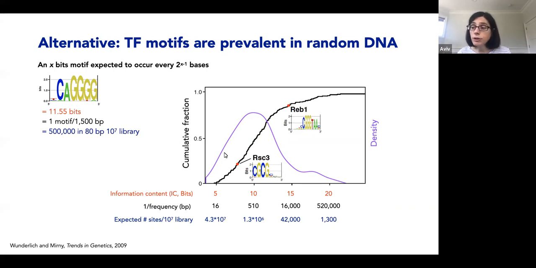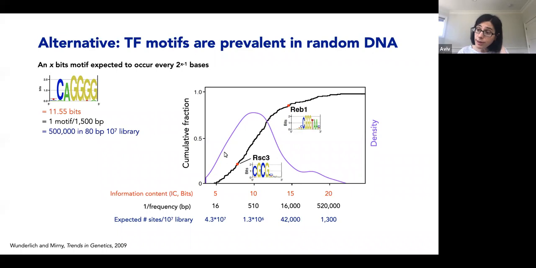Well, transcription factors bind very short and partly degenerate sequences, and so most transcription factor binding sites would be very prevalent in random DNA. In general, a motif with X bits is expected to occur once every 2 to the X minus 1 bases. And so in a library of, say, 10 million 80 base pair long random sequences, we will have at least 40,000 examples of each of 90% of yeast transcription factor motifs. And for 50% of them, we should have millions of examples for each of them.